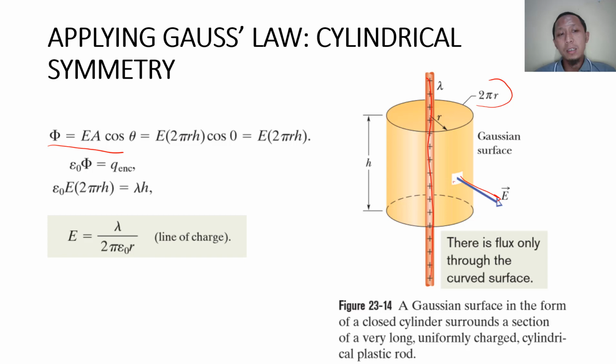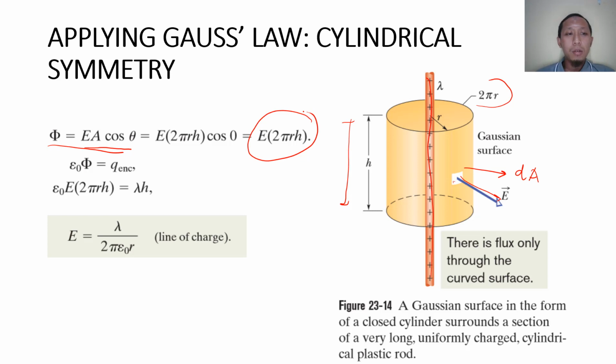So to determine the E, the electric field, we can use Gauss law like this one: E A cosine theta. So we replace the A using 2 pi r dot h, where this is the h. So the area is like this one, the area of a cylinder. And cosine theta, because the direction of E and the direction of the A are the same, so there's no angle difference between dA and E. So we can get E dot 2 pi r h.